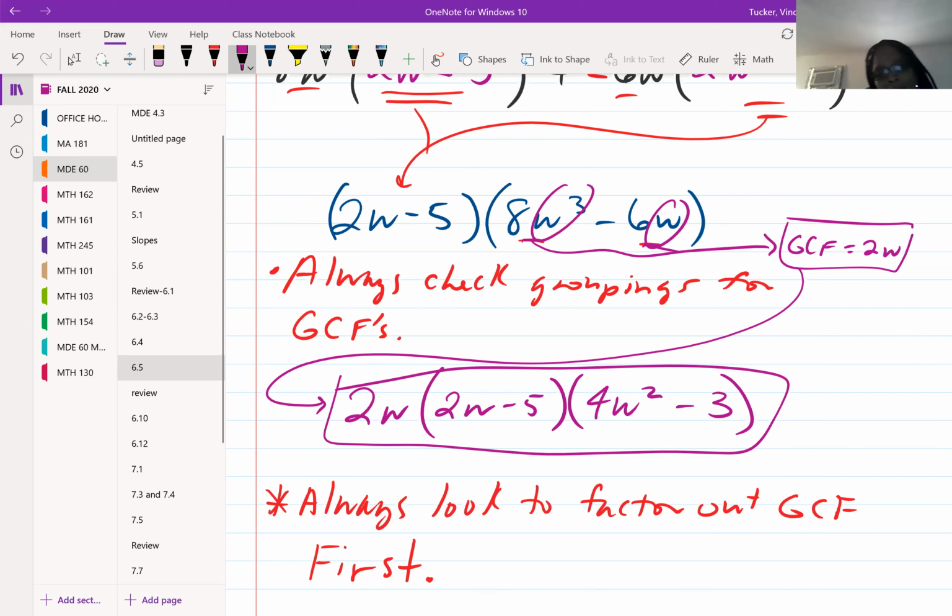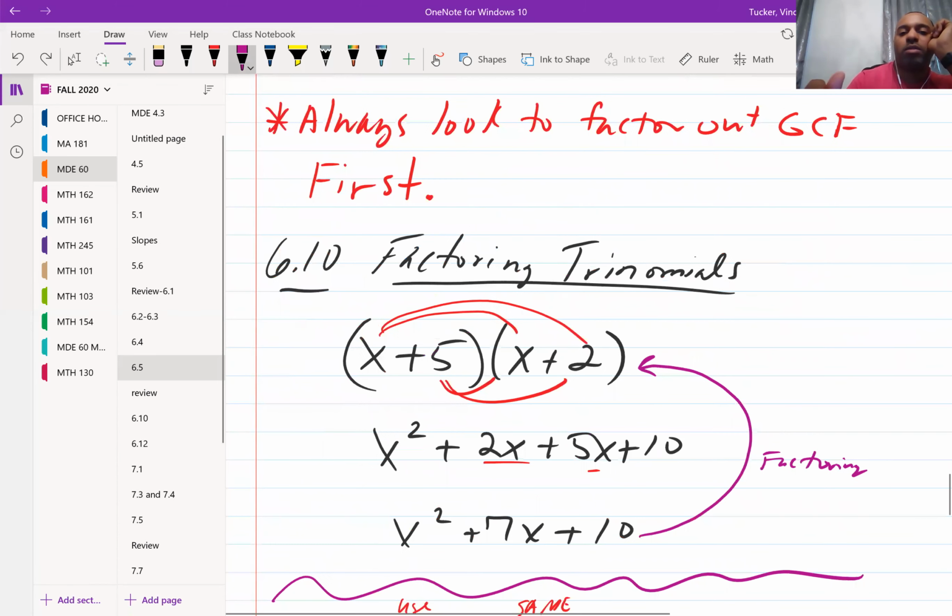Okay. I don't know. I just might need to do this a little bit more, because that part right there confused me. Well, let's see.